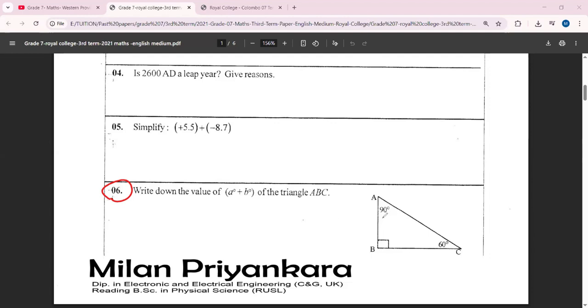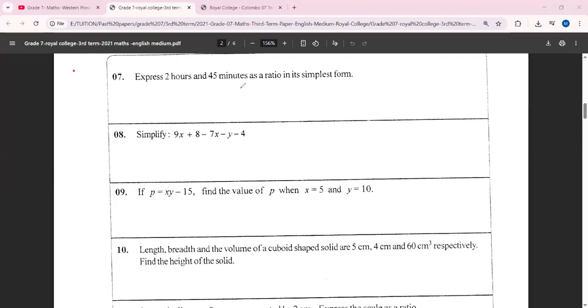But here I will not try to do this because this has got some severe mistake. Let's see the seventh one. Express 2 hours and 45 minutes as a ratio in its simplest form. So 2 hours, 45 minutes. And as a matter of fact, we cannot keep the units of a ratio differently.